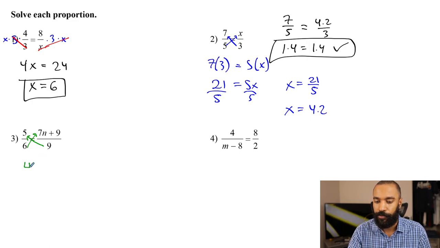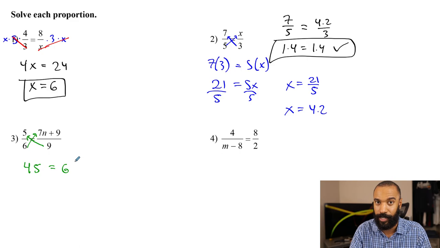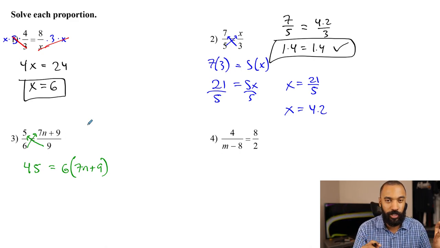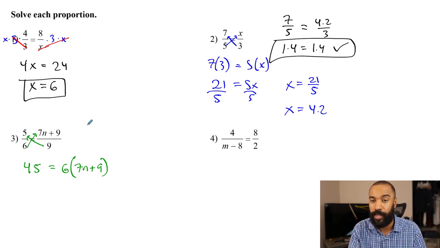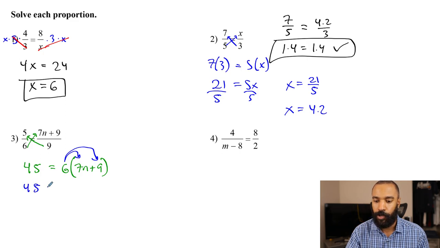Okay, 9 times 5 is 45. Now on this other side here, 6 doesn't just multiply with 7n. Remember, 6 multiplies with the quantity, 7n plus 9. I have to use parentheses to indicate that 7n plus 9 is a grouping before 6. So 6 doesn't just multiply with one of them. It multiplies with both. And we learned distribution, so I can distribute the 6 into both of these right here, and then we go to town solving it thereafter. 45 equals 6 times 7n is 42n, 6 times 9 is 54.